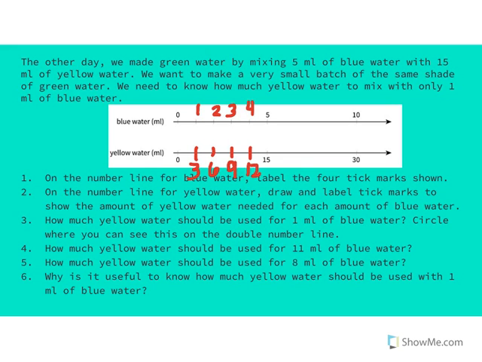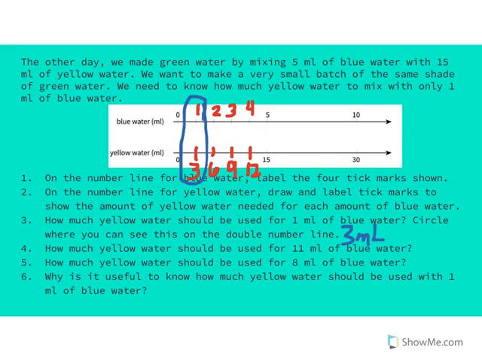All right, question number 3. How much yellow water should we use for 1 milliliter of blue water? Circle where you can see this on the double number line. Okay, so we're looking for 1 milliliter of blue water. So that means we're looking at the top number line. Let's find the number 1. Oh, there it is. And how many milliliters of yellow do we need? 3 milliliters.